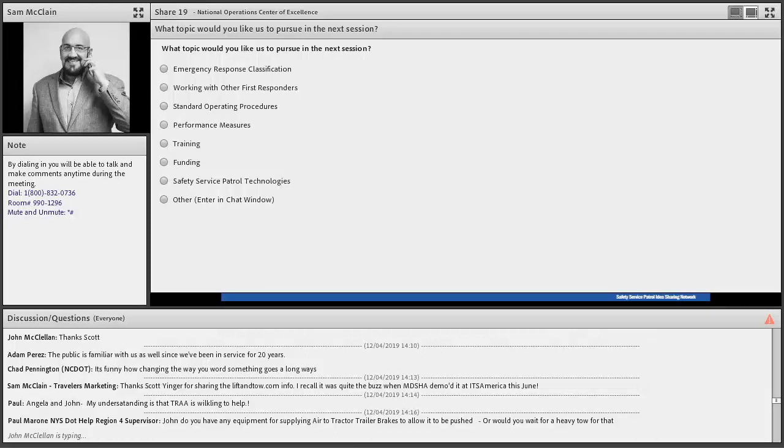We saw the swivel arrow board on the truck. You know, how do you go about funding something like that? How do you get the appropriate funding to add those types of new advanced technologies to your patrol? And so we could dive a little bit deeper into funding. And then safety service patrol technologies. What technologies should you be looking at? What's new out there? What are people adding to their programs? What types of tools and equipment are they including? What are you seeing in the truck? What are you seeing used outside of the truck? And then we're always interested.